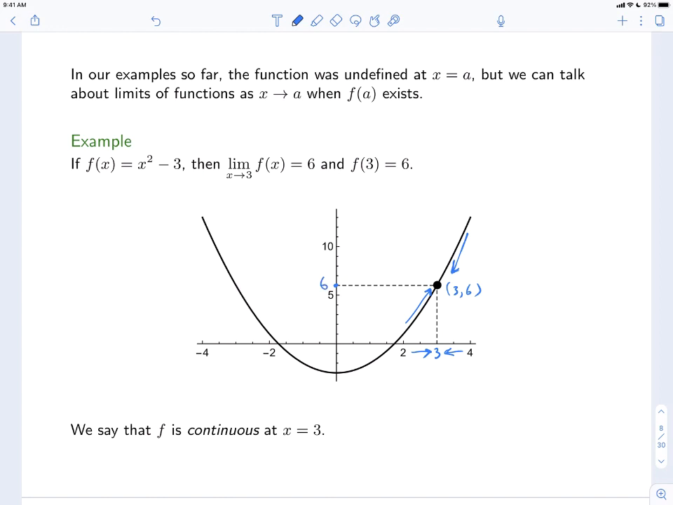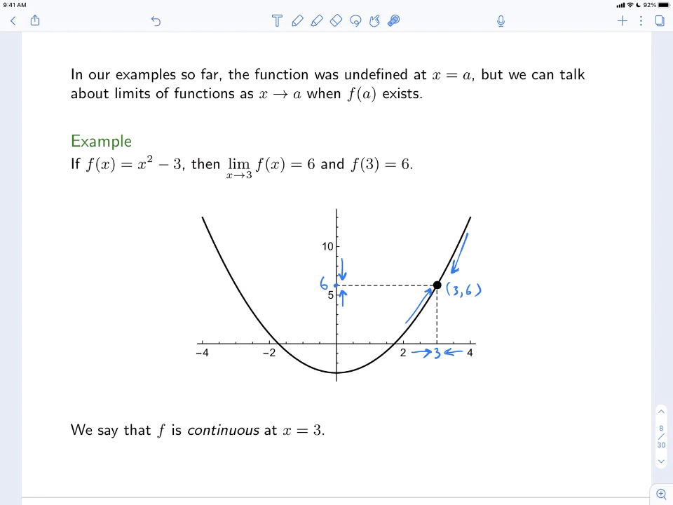So we can see that as x gets close to 3, as the inputs get close to 3, the outputs, or the y values, get close to 6. So the limit as x approaches 3 of f at x is equal to 6. And that is also the output. 3 is in the domain, and if you compute f at 3, that's 3 squared, which is 9, minus 3 is 6. So in this case, the limit as x approaches 3 of f at x is 6, but that's also the output at 3. F at 3 is defined and equal to the same thing.